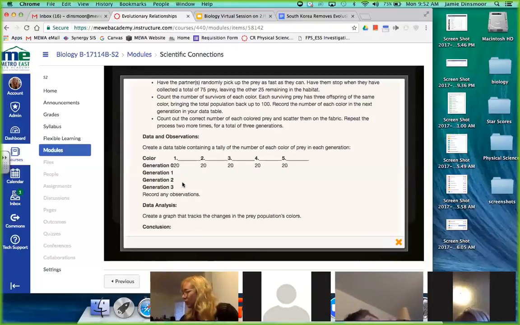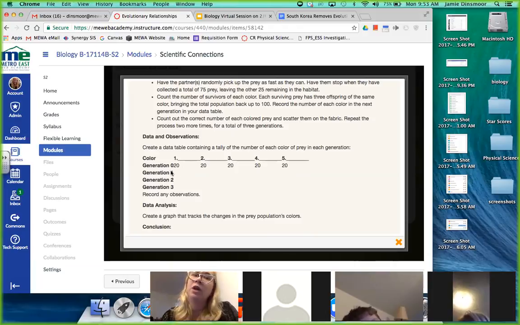So you're going to basically take each color and make it have 3 babies of the same color. So your yellow square will have 3 yellow babies. You're going to add them to the pile. Your red square will have 3 red babies. You're going to add those 3 until you're back up to 100 squares. That's what you're going to write for generation 1.